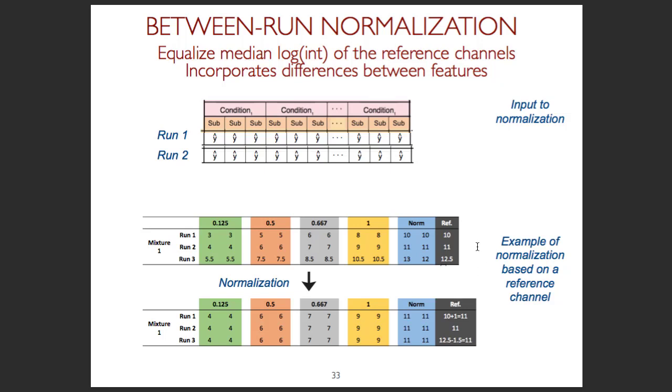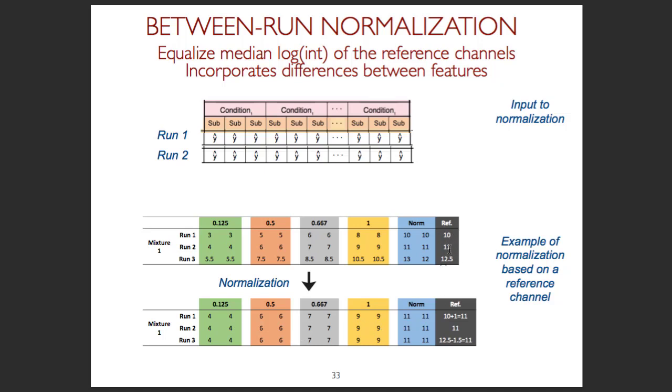Oh, so here's an example, right? Here the reference channel has intensity 10, 11, and 12.5. So now to 10 we add 1 to make it 11. To 12.5 we subtract 1.5 to make it 11. So now we add +1 to every single one. To 3 we add 1. To 5 we add 1. To 6 we add 1, right? And here we subtract 1.5. So now from 5.5 we subtract, and we subtract as well, right?